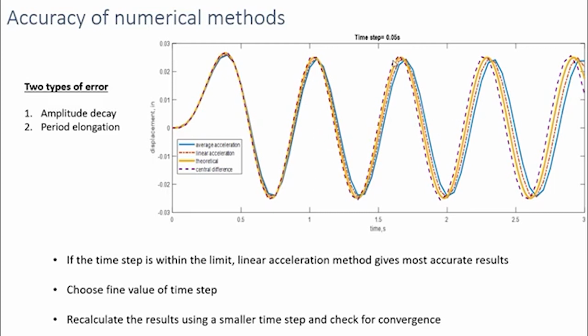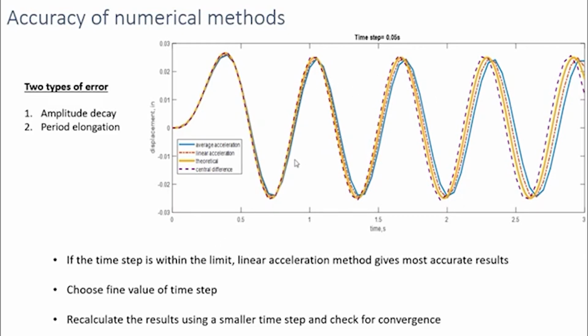As you can see from these curves, the red curve is the closest to the theoretical response. That corresponds to the linear acceleration method. So the linear acceleration method gives the most accurate results if the time step is within the limit. We have already seen that if the time step is higher than some value, then the linear acceleration method can get unbounded. It can become unstable. But if the time step is within the limit, then this method is the most accurate among the three methods.